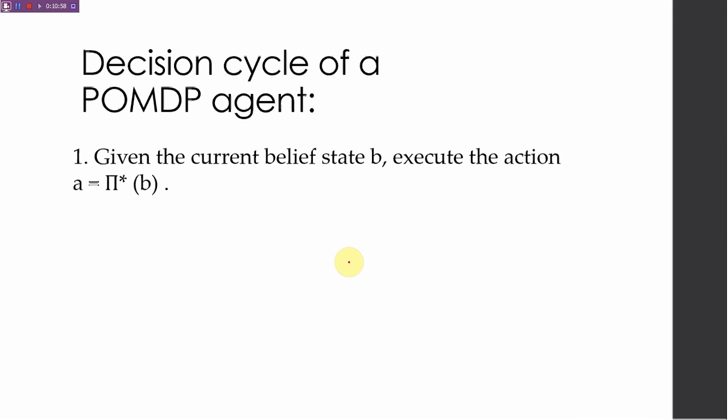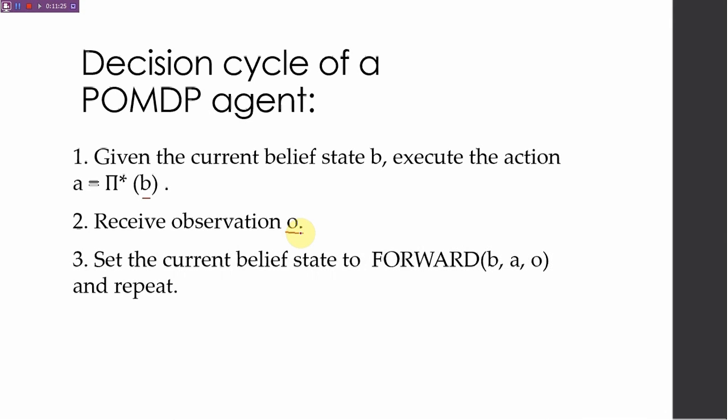So here's the decision cycle of a POMDP agent. 1. Given the current belief state b, execute the action a equals pi star of b. So it's just like the MDP, only that the states are not really complete. We only have belief states since our agent does not really know where it is. Number 2, receive observation o. So we will put that in the observation model. Number 3, set the current belief state to FORWARD(b,a,o) and repeat.